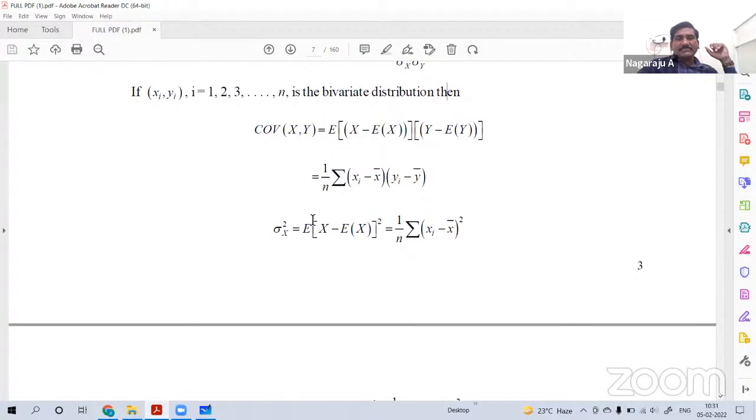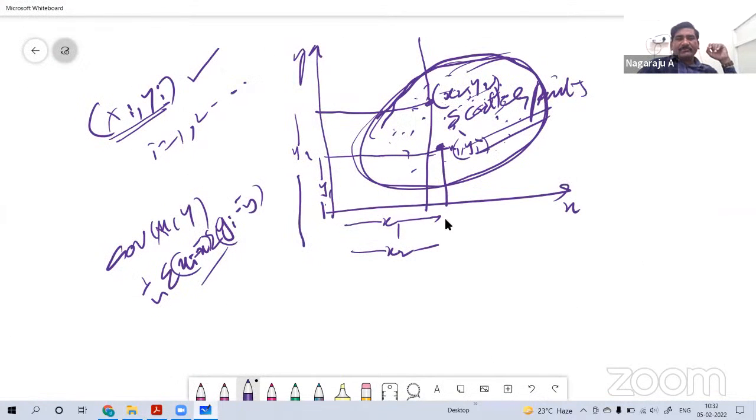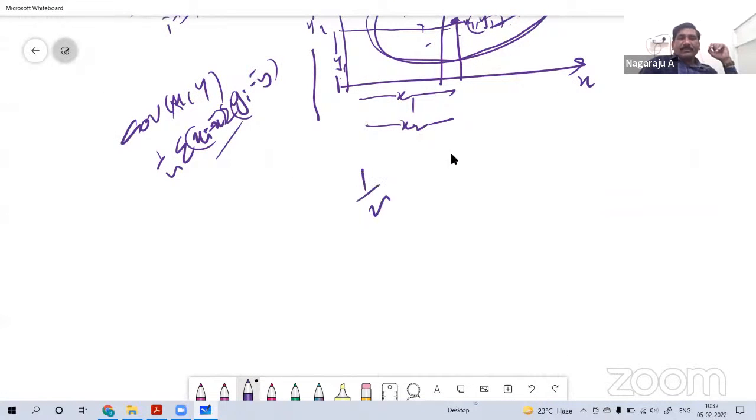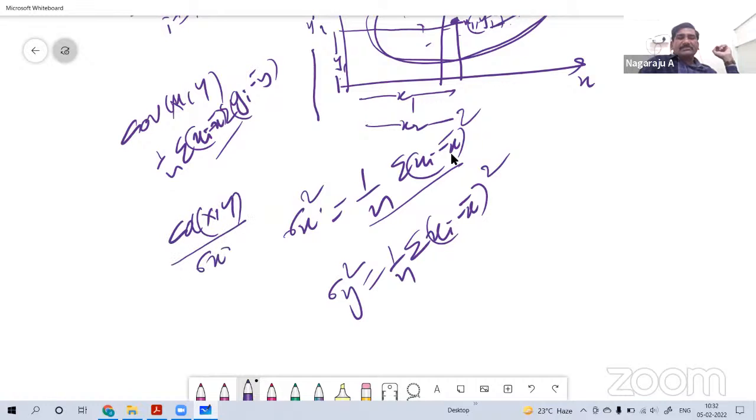I will take it in the numerator. The denominator is sigma x square, where sigma x square equals 1 by n into summation (xi minus x bar) whole square. Similarly, sigma y square I will also identify, 1 by n into summation (yi minus y bar) whole square. After getting the covariance of x comma y, we divide by sigma x into sigma y. This is called the coefficient of correlation, R of x comma y.